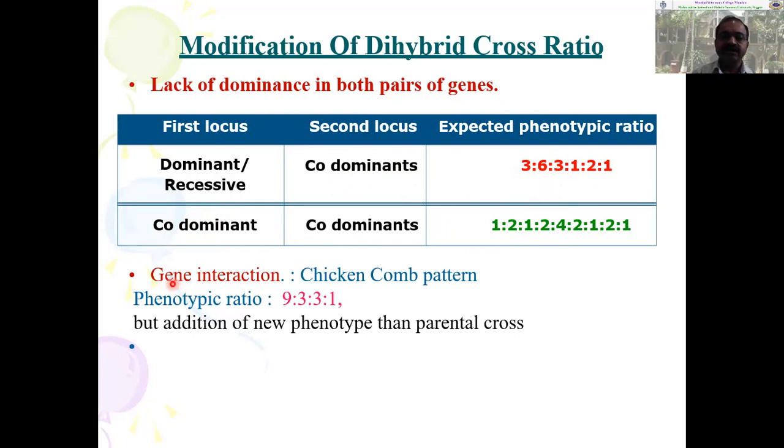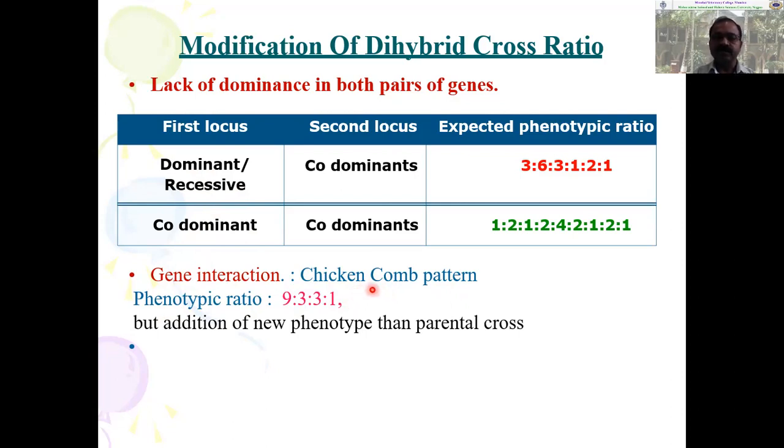Similarly, there is gene interaction. The first one was the lack of dominance, or co-dominant gene action. Sometimes 2 genes or 2 pairs of alleles interact with each other to produce a different kind of phenotype. Like here, the chicken comb pattern in poultry, where the classical dihybrid ratio was 9:3:3:1.